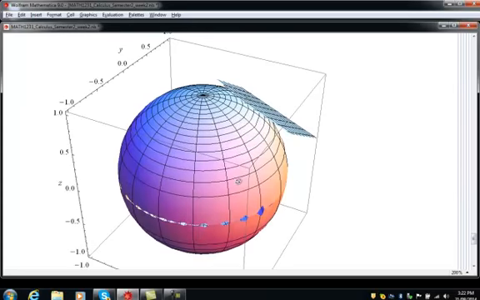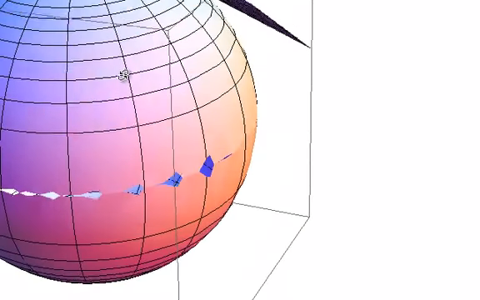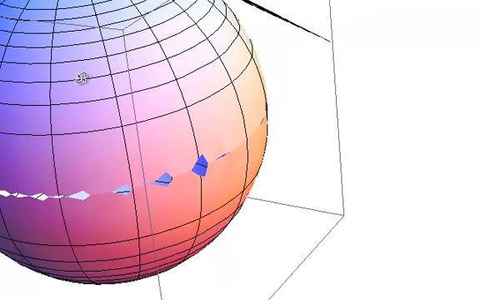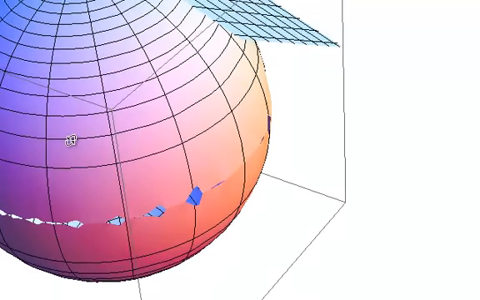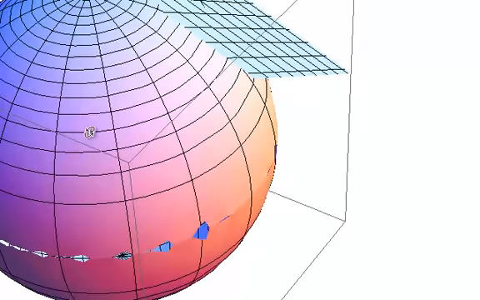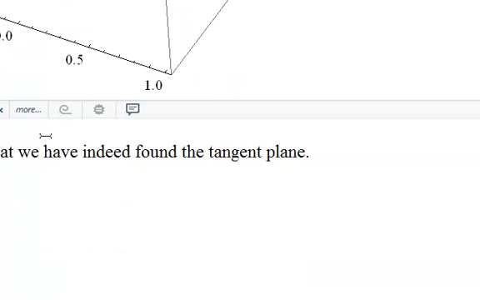And now we have to check that that actually is the tangent plane. So let's just rotate the whole lot, and you can see that the plane does just touch the surface there. So there we are. So we have indeed found the tangent plane. Okay, so that's the solution to those equations.